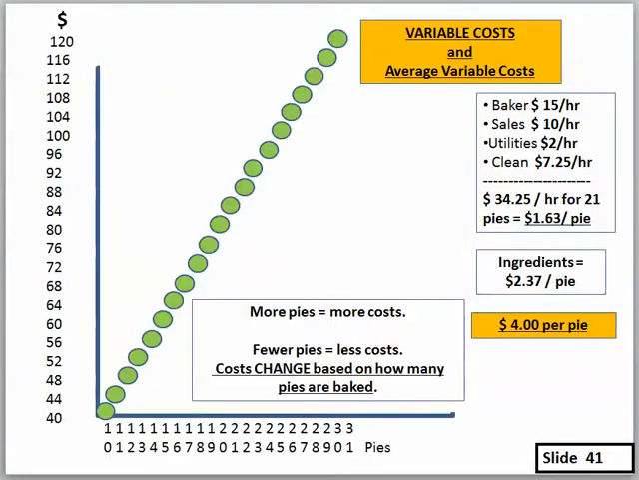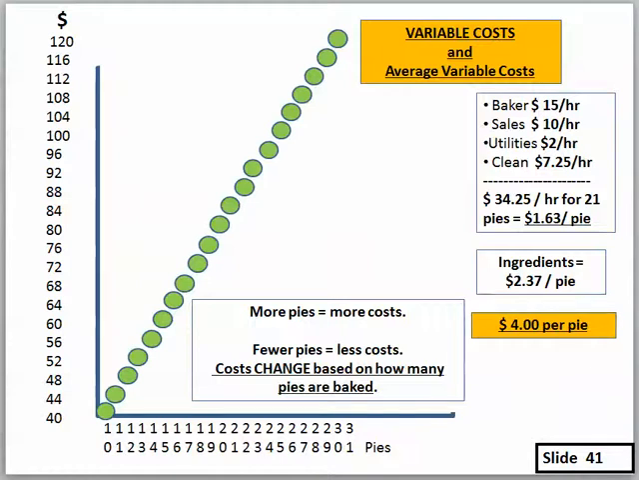Okay, if we were to plot our average variable cost in this situation, then we see that each pie bears another $4 of variable cost. We end up with a straight line. The cost does change based on how many pies we make, but each additional pie bears the same amount of variable cost as the pie before it did.